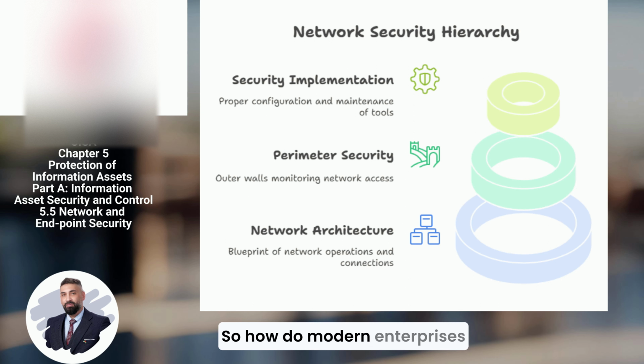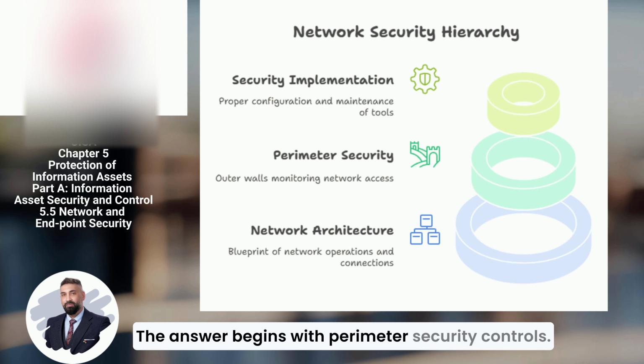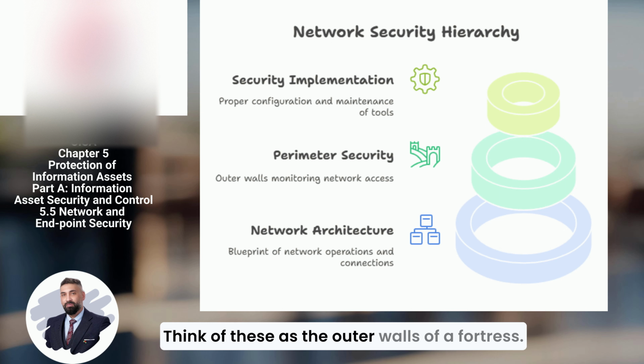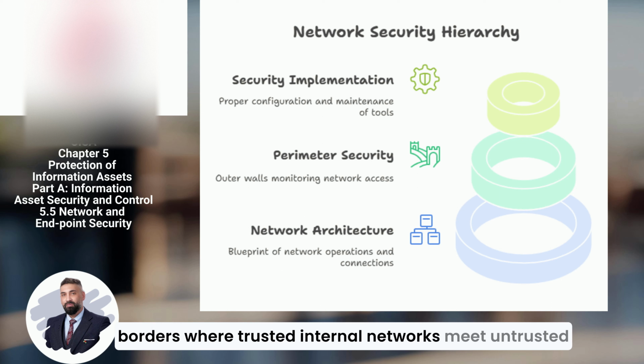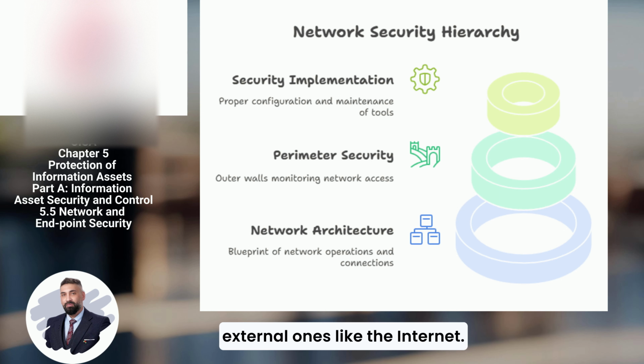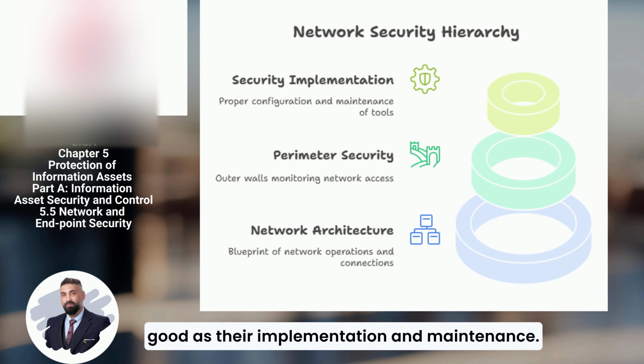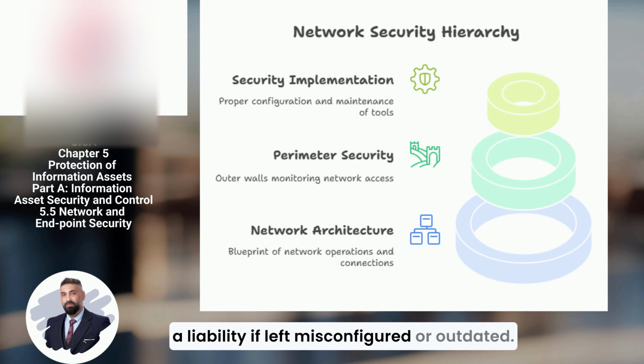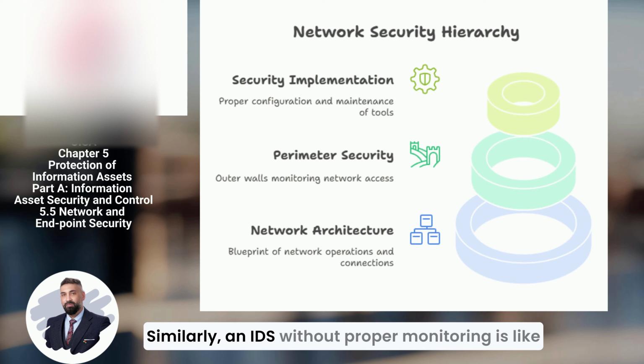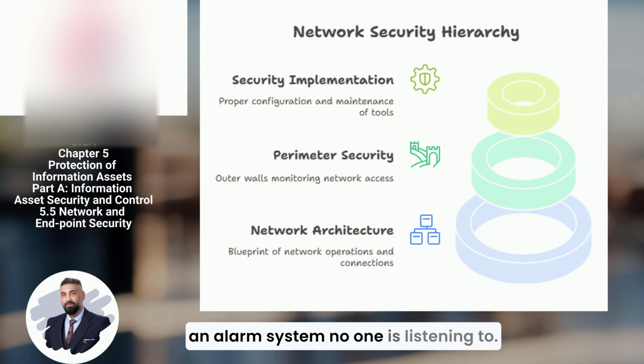So, how do modern enterprises effectively safeguard their networks? The answer begins with perimeter security controls. Think of these as the outer walls of a fortress. Tools such as firewalls and intrusion detection systems, IDSs, monitor and control access across the borders where trusted internal networks meet untrusted external ones like the internet. But here's the catch. Even these systems are only as good as their implementation and maintenance. A firewall, no matter how advanced, becomes a liability if left misconfigured or outdated. Similarly, an IDS without proper monitoring is like an alarm system no one is listening to.